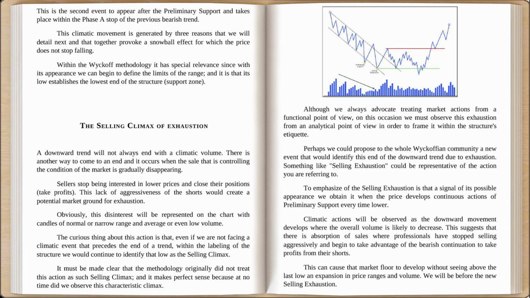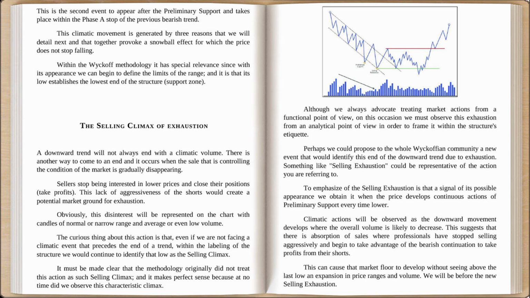Climatic actions will be observed as the downward movement develops where the overall volume is likely to decrease. This suggests that there is absorption of sales where professionals have stopped selling aggressively and begin to take advantage of the bearish continuation to take profits from their shorts. This can cause that market floor to develop without seeing, above the last low, an expansion in price ranges and volume.